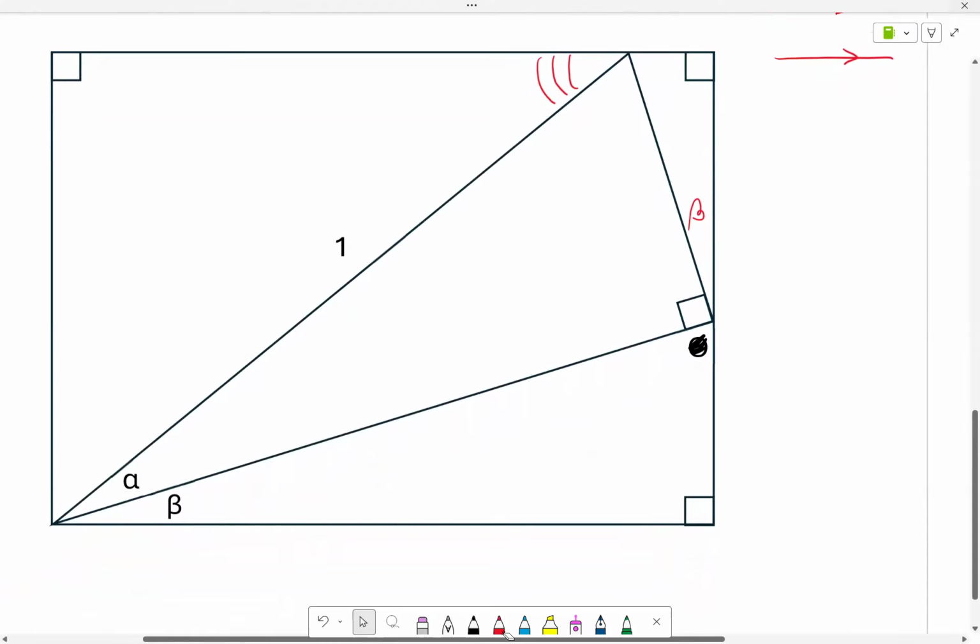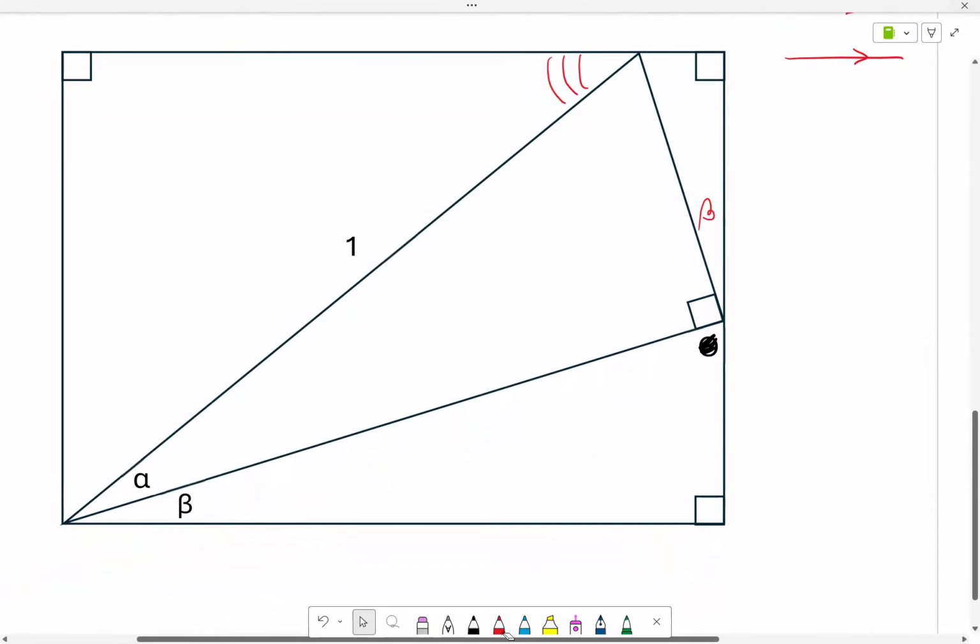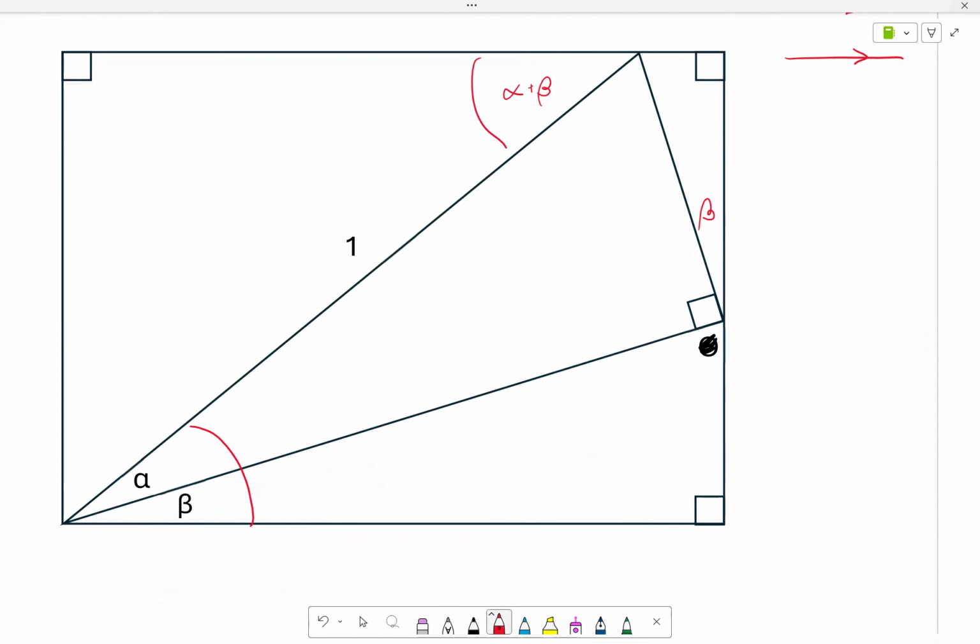Okay, if you know it, I'd like to hear it on the count of three. 1, 2, 3. Are we okay with alpha plus beta? Because this angle and this angle are congruent, because alternate interior angles are congruent.